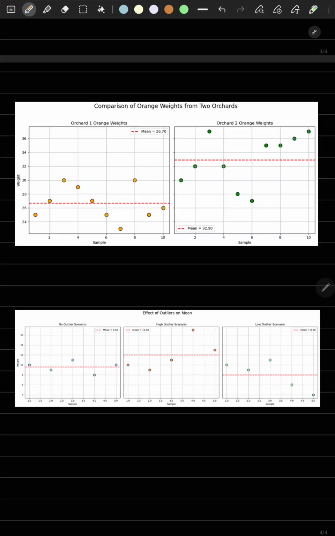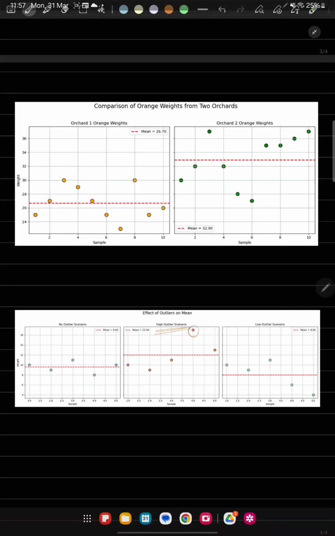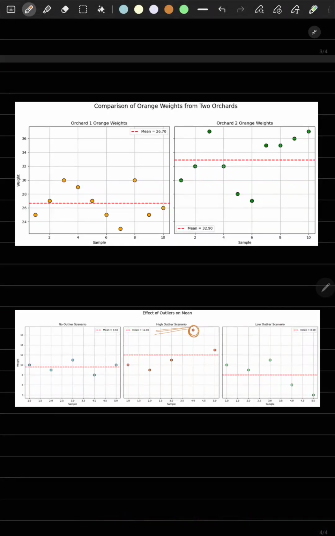In the second subplot, which is the high outlier scenario, you can see that there is one point which is way higher than all the other points, which is this point, right? And because of this, the mean line or the red dotted line is pulled up as compared to the no outlier scenario. So you can see that if we have an outlier on the higher side, then it will be responsible for pulling up the average towards itself.